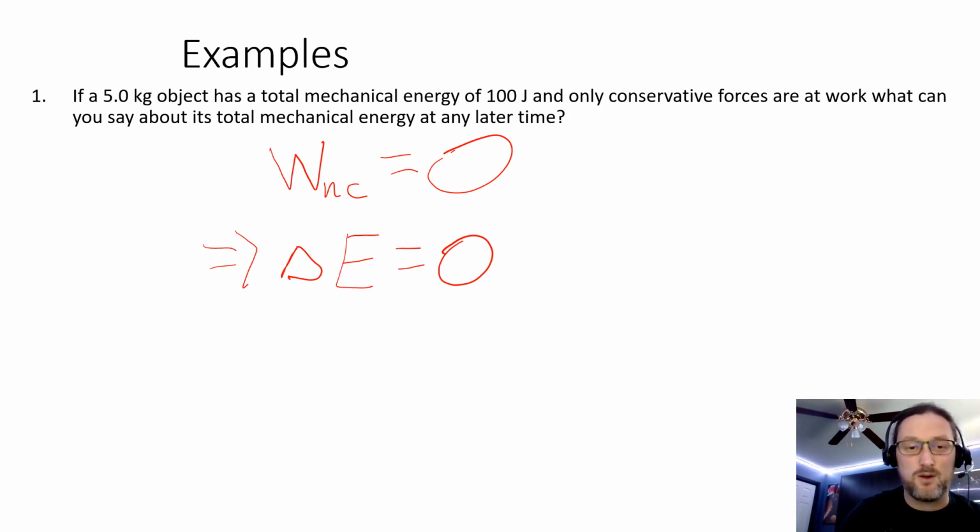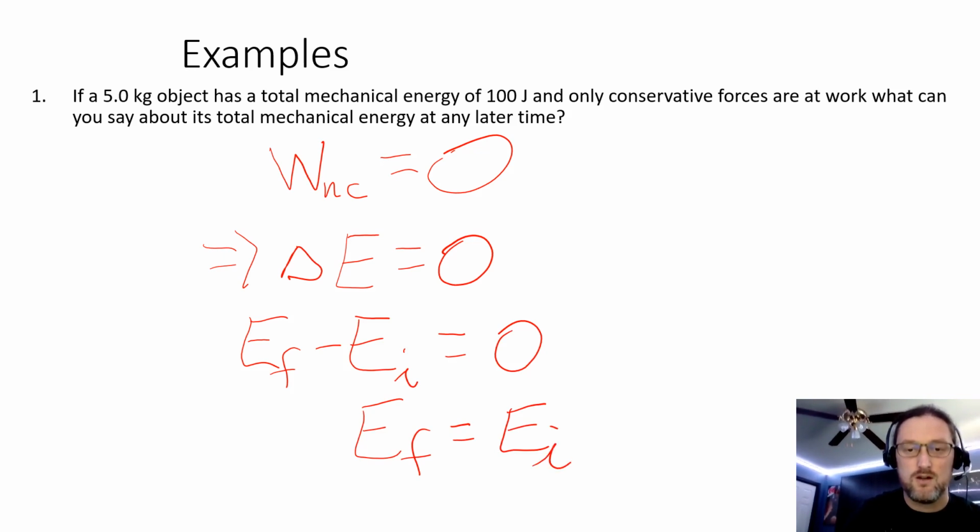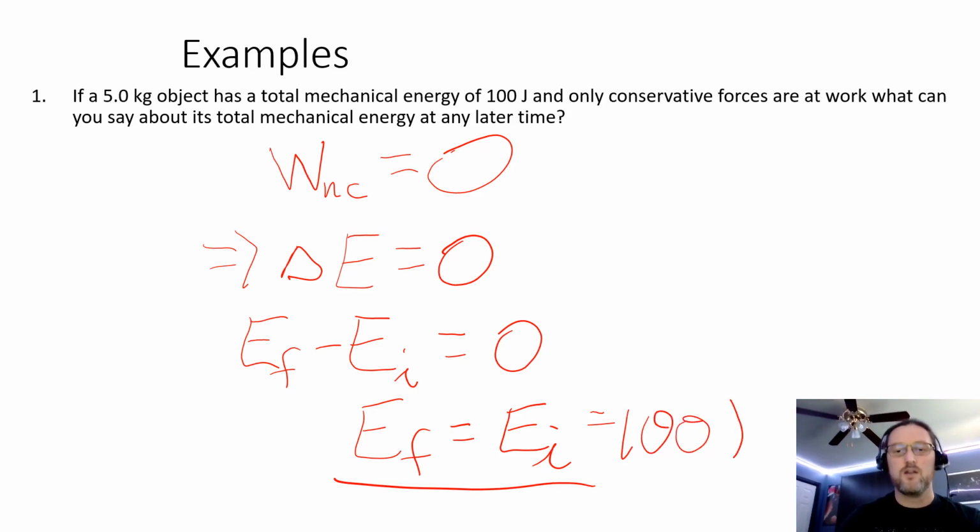I'm going to do something trickier. I'm going to write this change in energy as energy final minus energy initial equal to 0, or final energy equals initial energy. This is true. So in our case, that would be 100 joules, right? But this is true so long as there are 0 non-conservative forces doing work. So I could say at any later time, if the total mechanical energy started at 100 joules and there aren't any non-conservative forces, that it'll end at 100 joules for sure.